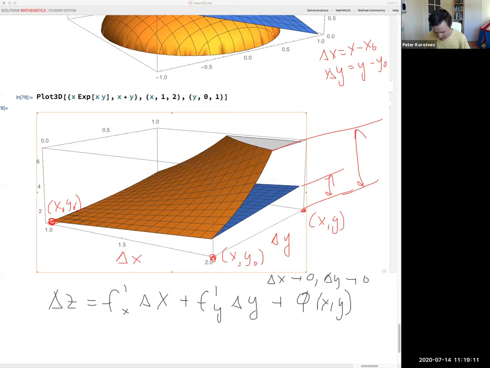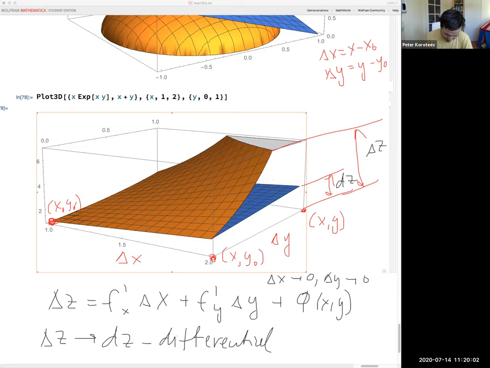As we discussed earlier, this correction phi of x y will go to zero faster than both delta x and delta y, so that delta z will approach some limit, which we'll call dz, right? And dz here is the differential. So dz is calculated from the linear approximation of the function, and delta z is the actual difference between those values, okay? This plot shows that there's a delta x component here, and then there's a delta y component here.